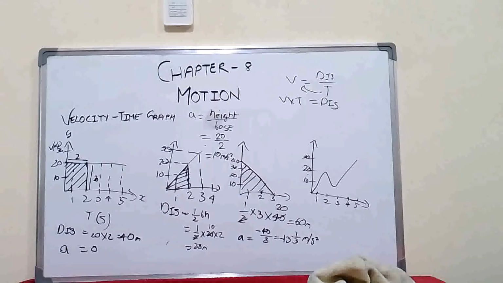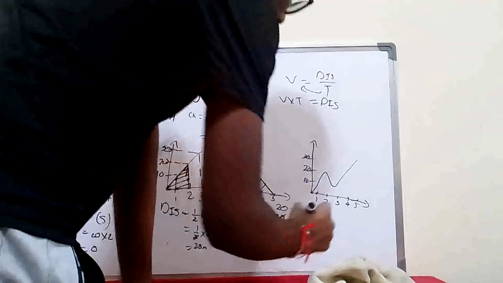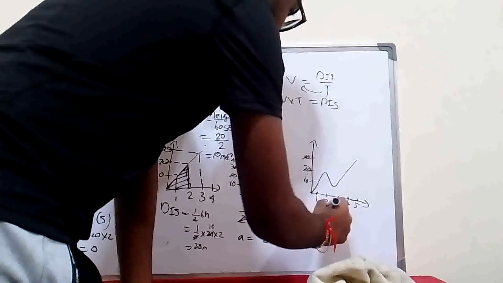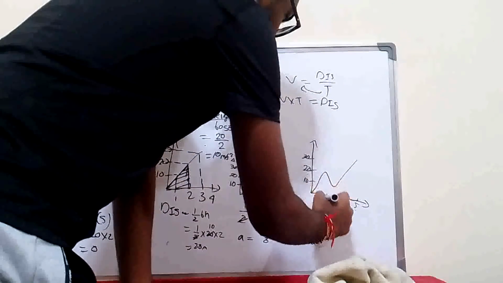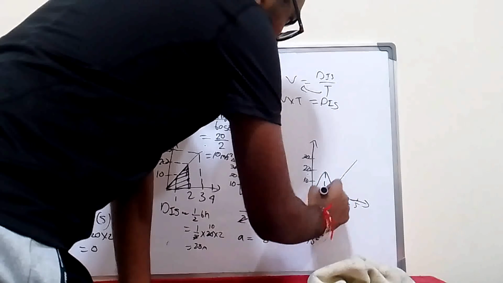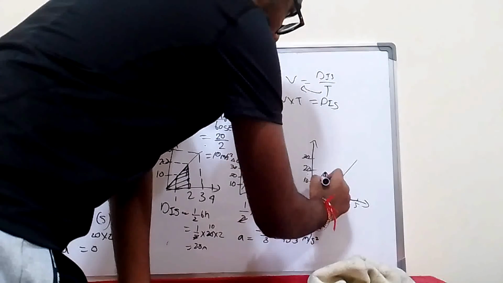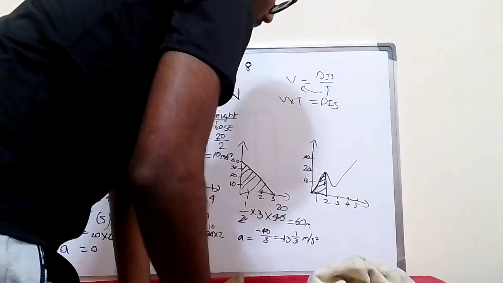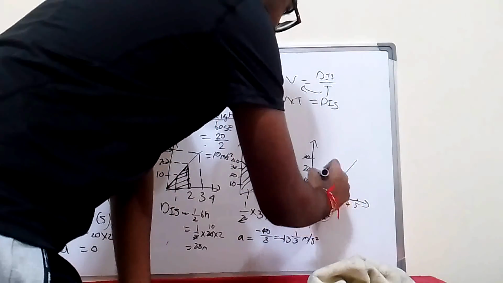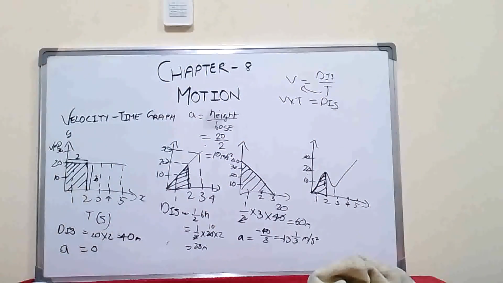Now the last example shows the velocity is increasing but in a non-uniform way, which means it's a non-uniform acceleration. Here, for example, if you want to find the distance it covered in 2 seconds, we have to do it like this, and it's going to be a triangle. So we have to find the area of this triangle, or if you want to find the acceleration in 3 seconds, we have to take the height and divide it by the base to find it out. So this is the velocity time graph.